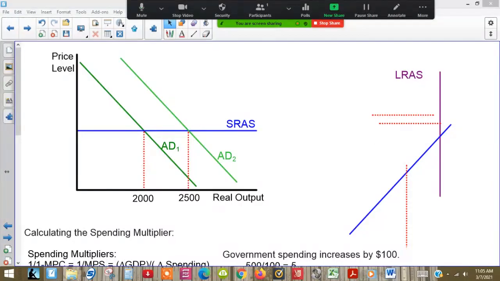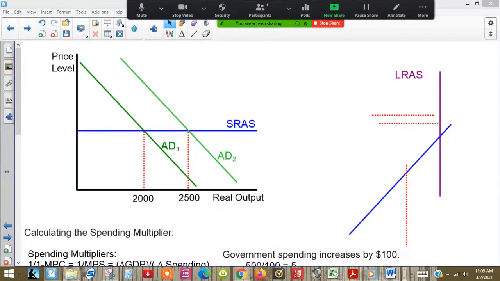Hi guys, this video is to help you with review quiz 3.2. And on this quiz, we're going to be analyzing a graph that looks like the one you're seeing right here. It's the aggregate demand and supply model that you've seen a lot before.